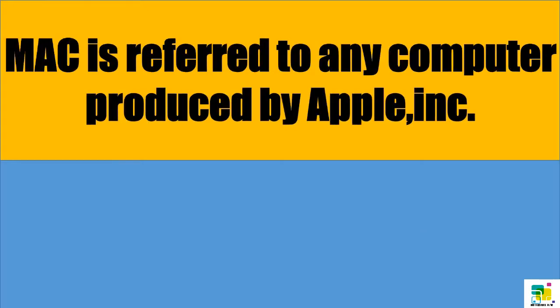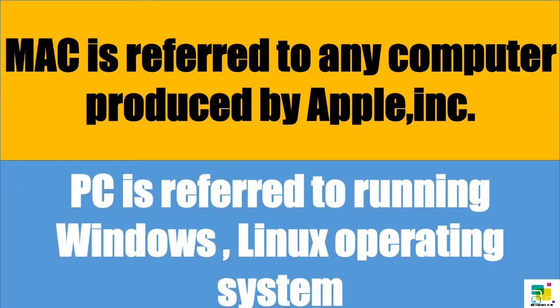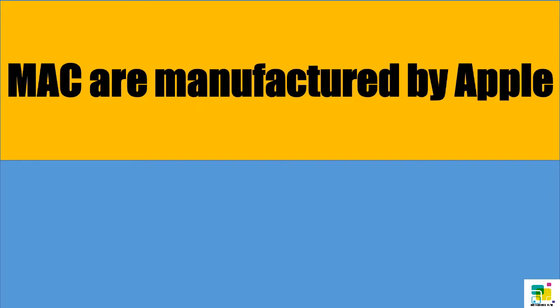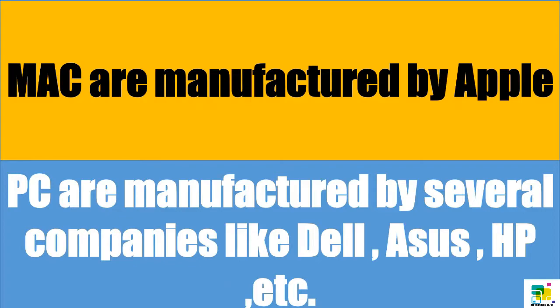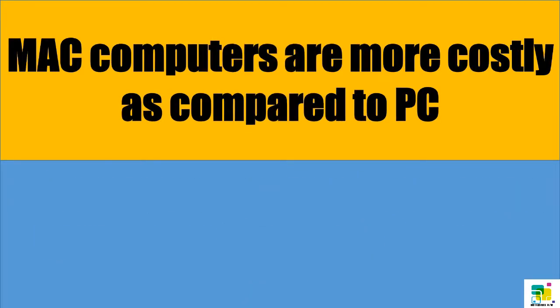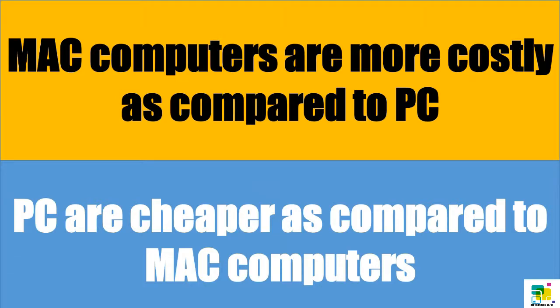Macintosh refers to any computer produced by Apple, and personal computer refers to computers running Windows or Linux operating systems. Macintosh computers are manufactured by Apple, and personal computers are manufactured by several companies like Dell, Asus, HP and many more. Mac computers are more costly compared to personal computers, and personal computers are cheaper compared to Mac computers.